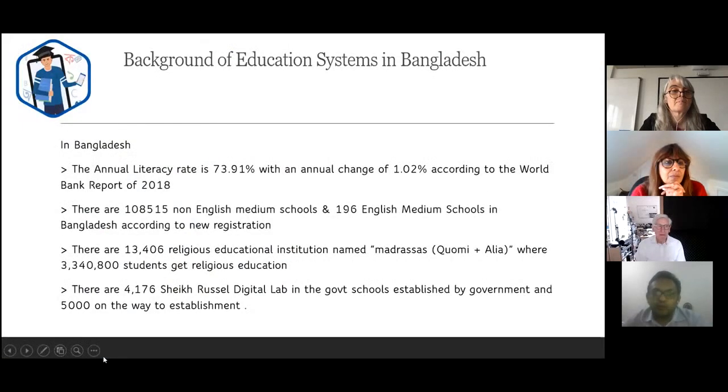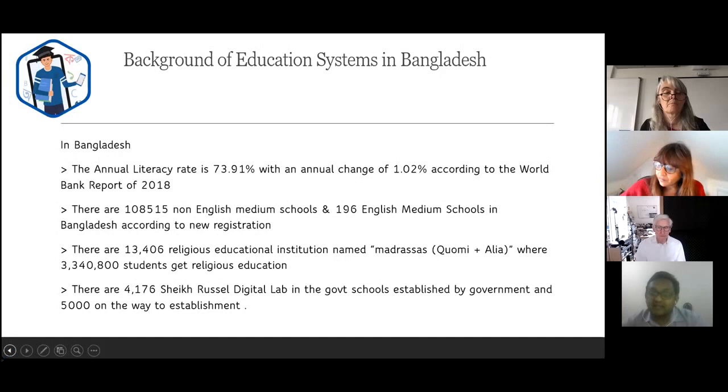So let's take a look at the educational background of Bangladesh. According to the World Bank, the literacy rate of Bangladesh is 73.91%, where the annual increase in the literacy rate is 1.02%. There are 108,000 non-English medium schools established in Bangladesh, and only 196 English medium schools, according to the new registration system. There is also a different educational system in Bangladesh, the religious system called the madrasa, which is far from the scientific education we got. That is based only on religious education, so we are also including them in our simulation process.